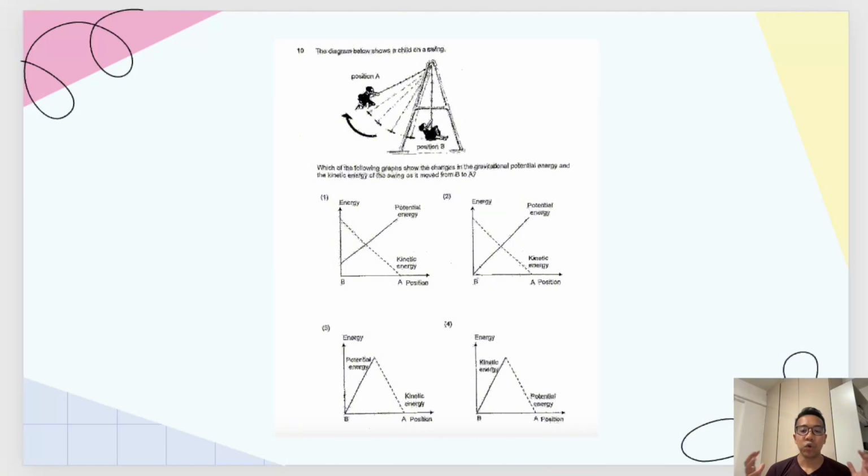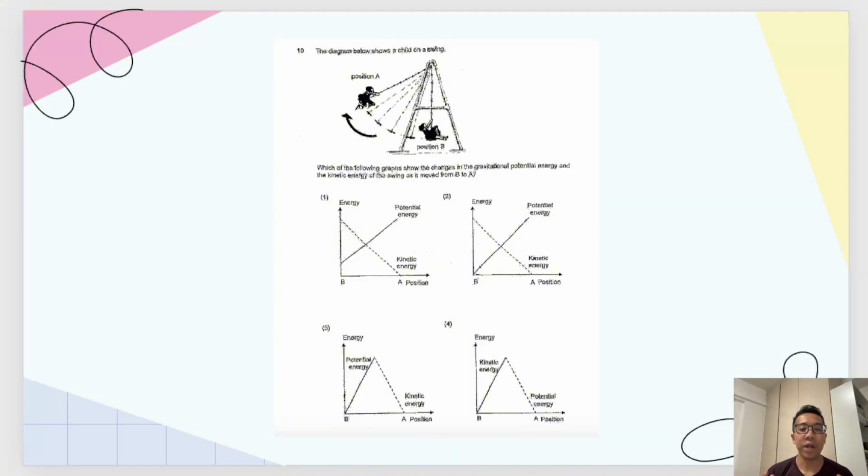Next, let's move on to question number 10. I really love this question because it is one that stumped me as well, as I was not paying attention. So this question depicts a child or a student swinging on the swing from position A to B. The question then asks, what is the conversion for the gravitational potential energy and kinetic energy?